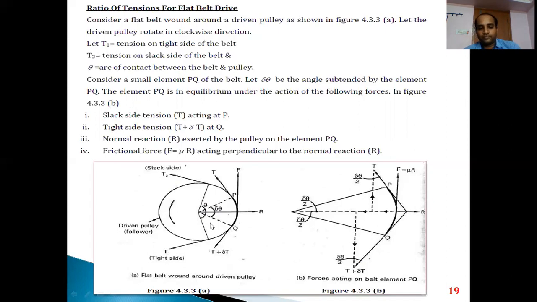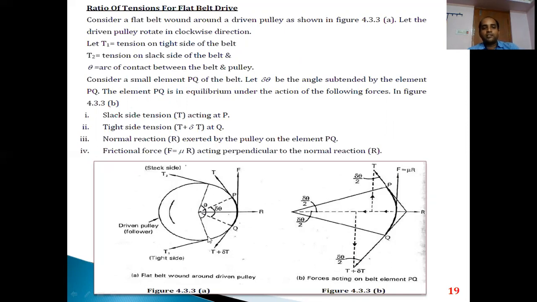Now, if you make some assumptions, such as there is a flat belt wound around a driven pulley, the driven pulley rotates in the clockwise direction. So T1 is the tension acting on the tight side, T2 the tension acting on the slack side, and there is the angle of contact for the belt on the pulley. From this end the belt comes in contact and its contact releases at this particular end. This total angle they name as theta, the angle or arc of contact between the belt and the pulley.